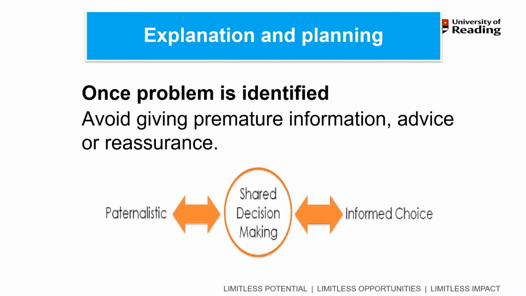In the explanation and planning stage, you need to be careful. Once you've identified the problem, be careful about giving premature information and advice and reassurance. You need to check, have you got all the information you need to help the patient make an informed choice? Remember, we are using shared decision making. So we help the patient make an informed choice by giving them all the information to help them decide.